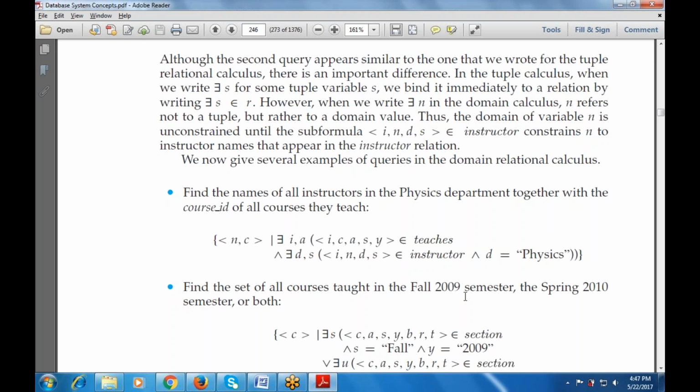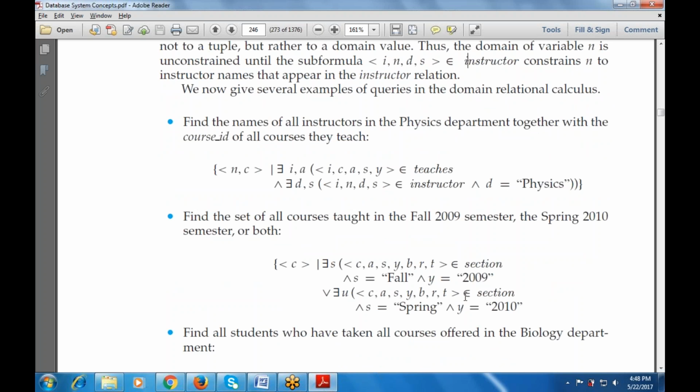Next, find the set of all the courses taught in the fall 2009 semester, the spring 2010 semester, or both. That means we are combining the fall 2009 semester and the spring 2010 semester, or both. There exists S in section with semester fall and year 2009. Then there exists U in section with semester spring and year equal to 2010.